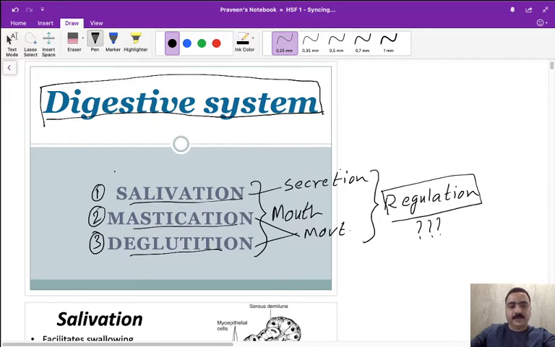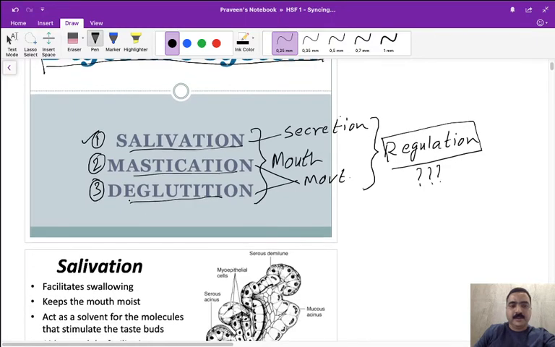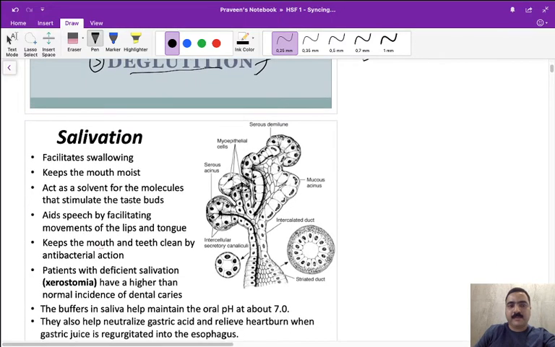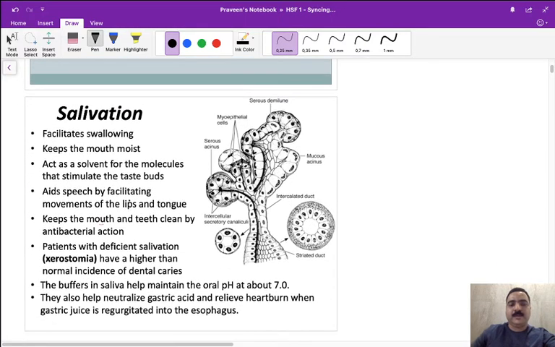If we start with the first one, that is salivation: as you know, it happens from the salivary glands. What is the basic role of salivation? Why do we need salivation? What are the important roles played by salivation? The major one is that it helps the swallowing process, the deglutition process, and it keeps the mouth moist, not allowing it to dry out.